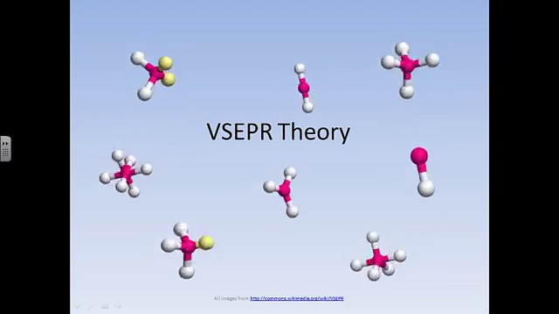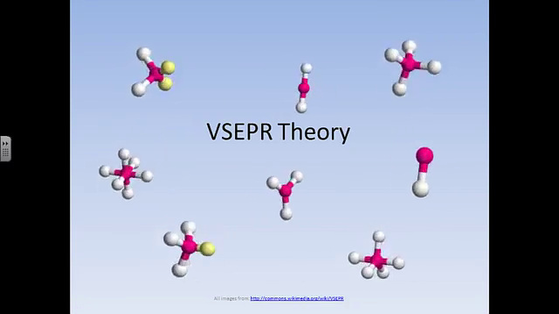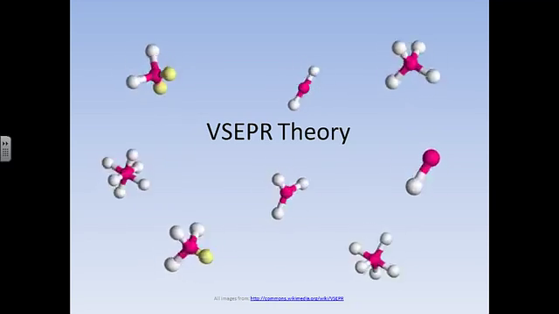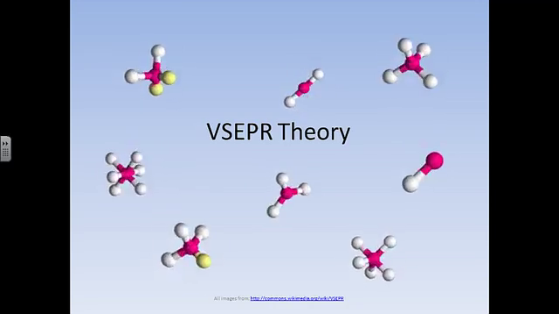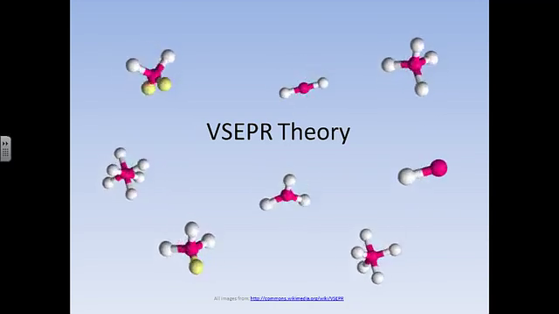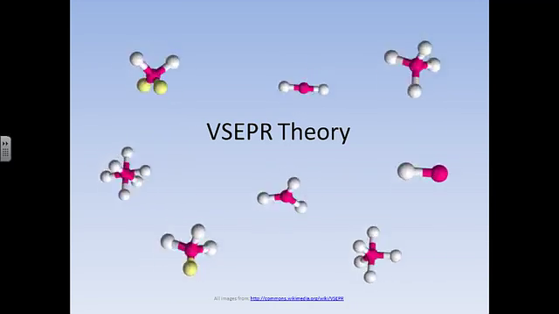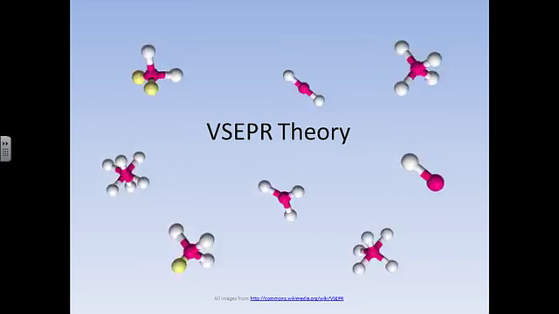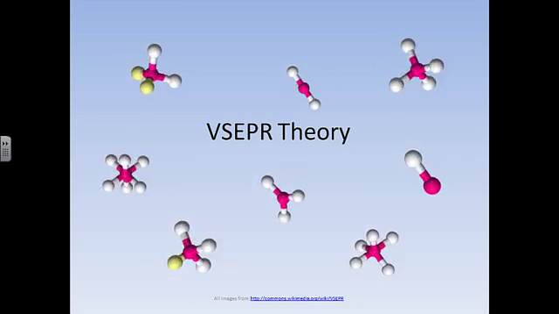In the last video, you learned how to draw the Lewis structures for covalent molecules. These molecules take specific shapes determined by how many atoms are bonded to the central atom and by how many lone pairs are on the central atom. In this video, you will learn how to determine the shapes of certain covalent molecules.